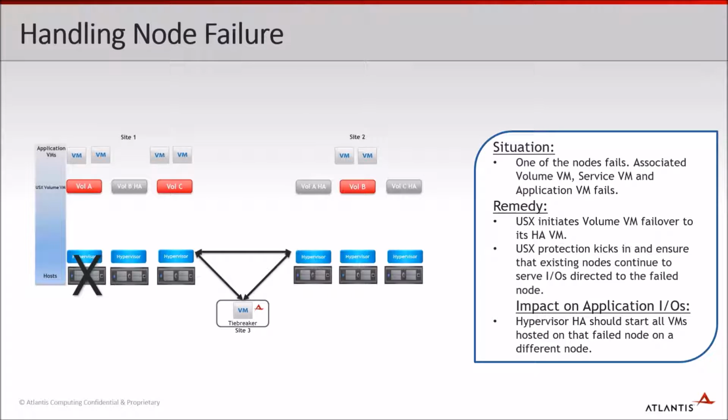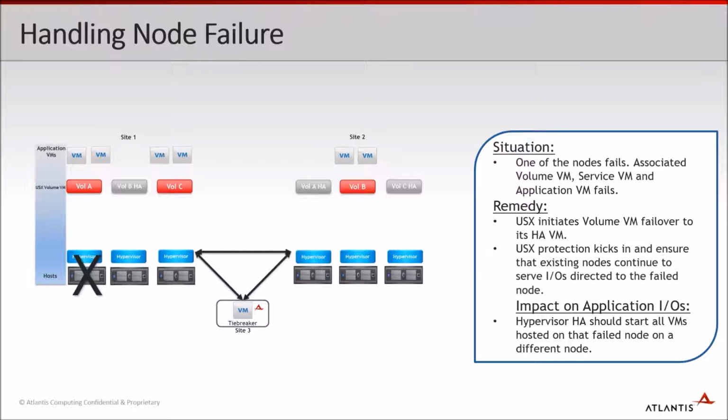So let's start with the obvious one. It's kind of like covered. If one of the volumes fails, well, the tiebreaker will detect that, and then it will just bring volume A HA, in this example, up on the other side. And that's about it. Once that volume A HA comes up, applications can keep doing IOs.